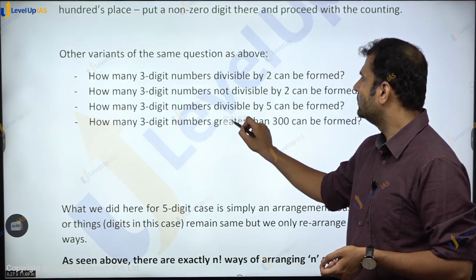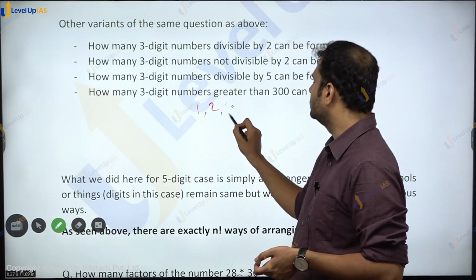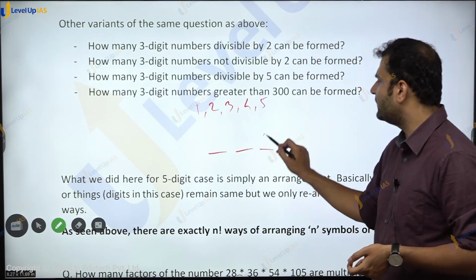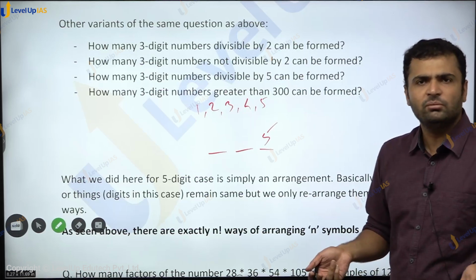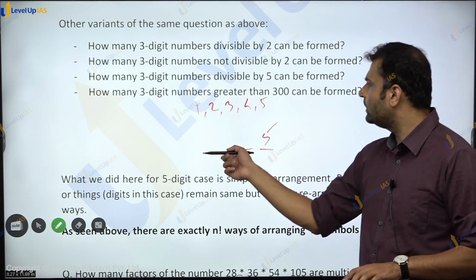If I have 1, 2, 3, 4, 5, and I want the number to be divisible by 5, then only 5 should come here. Only 5 can come here, so there is only one choice. No other choice can come. So we only have these choices.